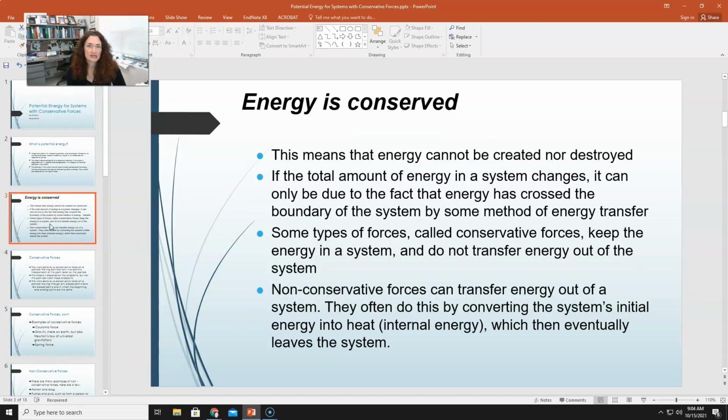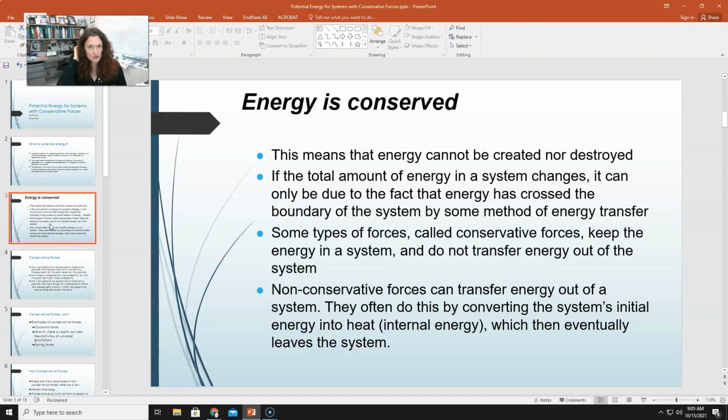Now, before we get into the derivations, there's a couple of points that I want to really go over and make sure that you understand. And that's the idea of a conservative force versus a non-conservative force. Okay, so what do we mean by this? Well, first of all, we've already covered energy conservation. And we understand that that means that energy can't be created or destroyed. And so what that means is that if the energy of a system changes, then that means that energy was transferred into or out of the system via some force, via some mechanism of energy transfer.